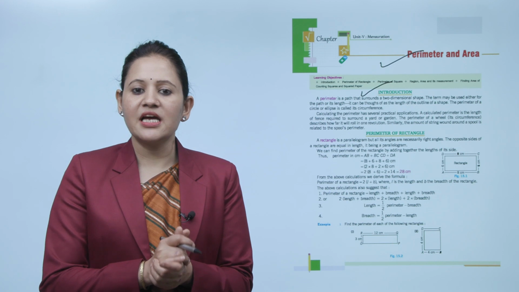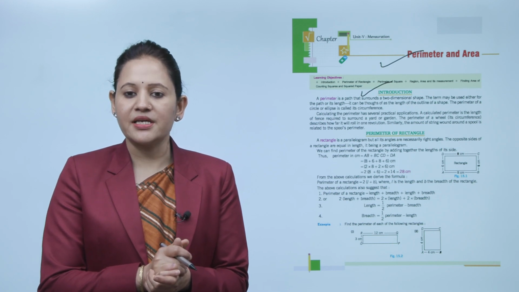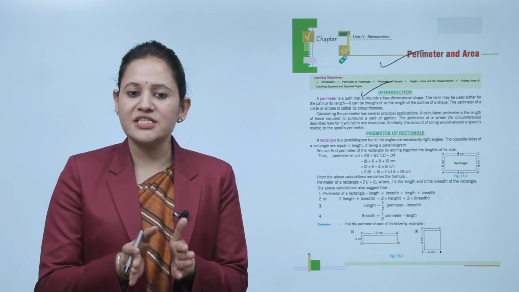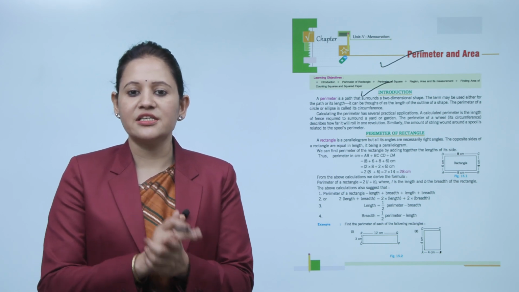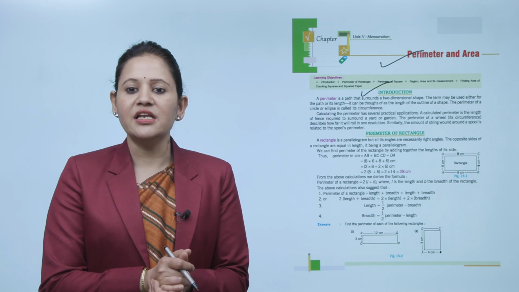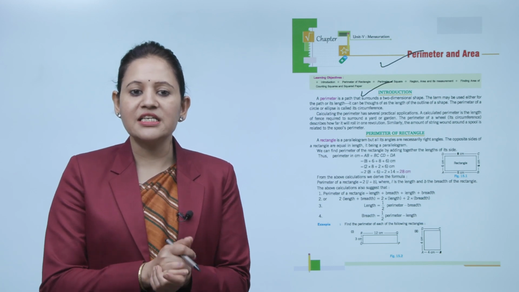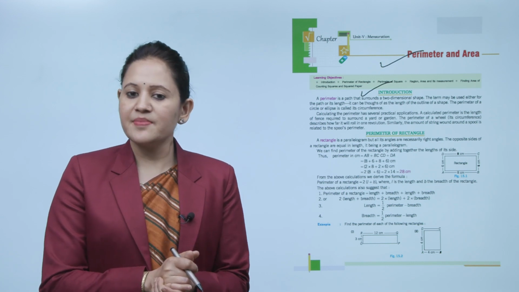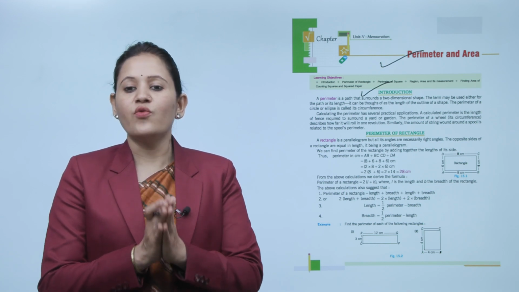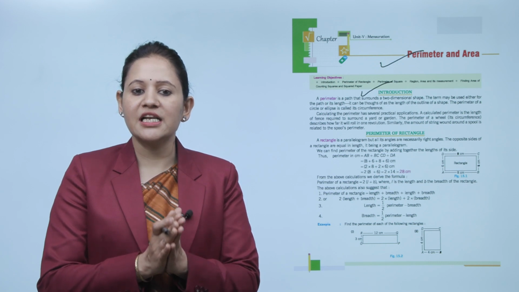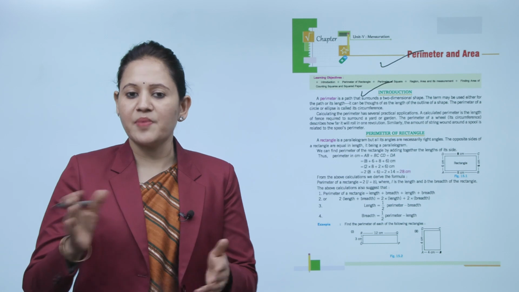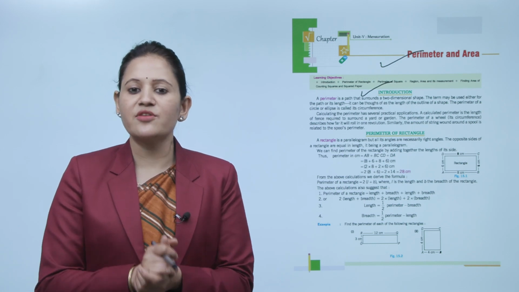Calculating the perimeter has several practical applications. A calculated perimeter is the length of the fence required to surround a yard or garden. The perimeter of a wheel, that is the circumference, describes how far it will roll in one revolution. Similarly, the amount of string wound around a spool is related to the spool's perimeter. So we can find all these things by finding the perimeter. Next is perimeter of rectangle.